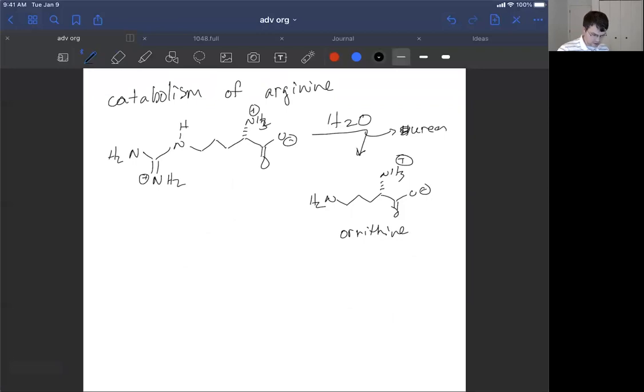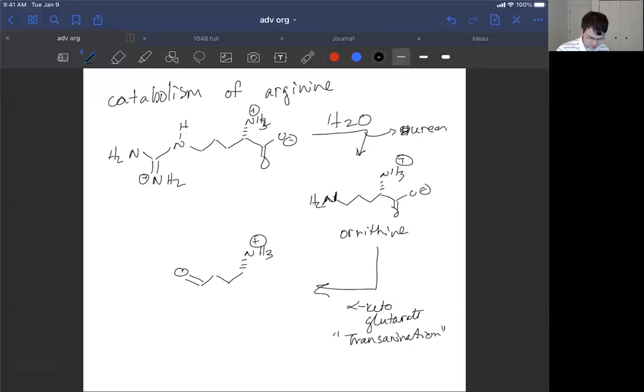What can we do with that? So ornithine has an NH2 group at the end of the chain, and it turns out, and we'll see this again, we can react this in a transamination reaction with alpha-ketoglutarate, through a PLP-dependent enzyme, to swap places between that nitrogen at the end of the chain, that NH2, and the carbonyl of alpha-ketoglutarate. Now what that gives us is a super cool aldehyde, called glutamate semialdehyde.